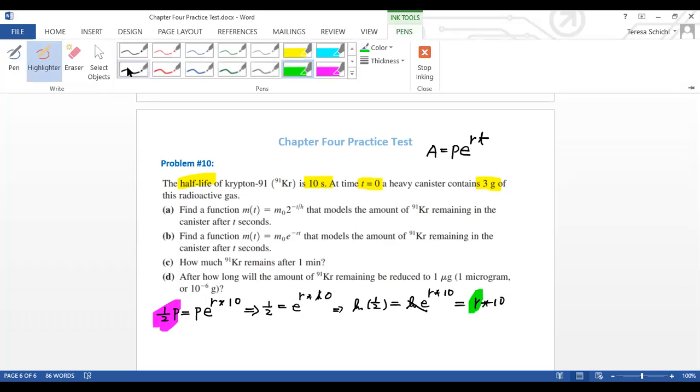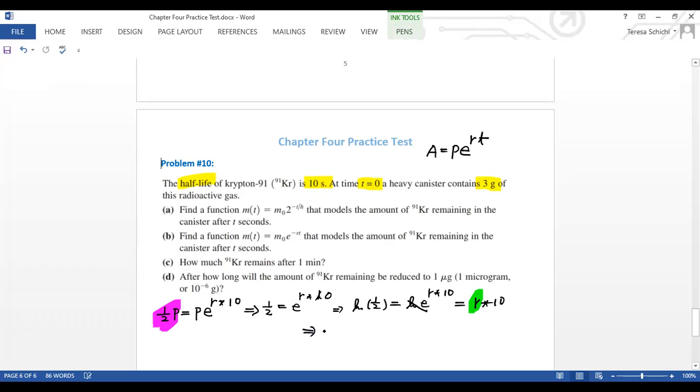So what is the r here? You will say r is equal to 10 over natural log 1/2. Okay, so let's make a little change here. This is 10. Natural log 1/2 is what? It's 2 to the negative 1, right? So it's natural log 2 to the negative 1, and this is 1/10 of that. Am I right?